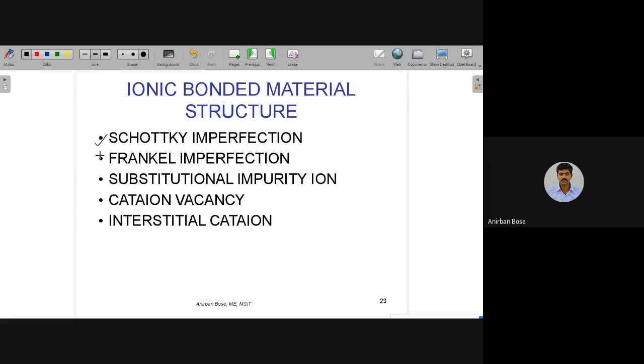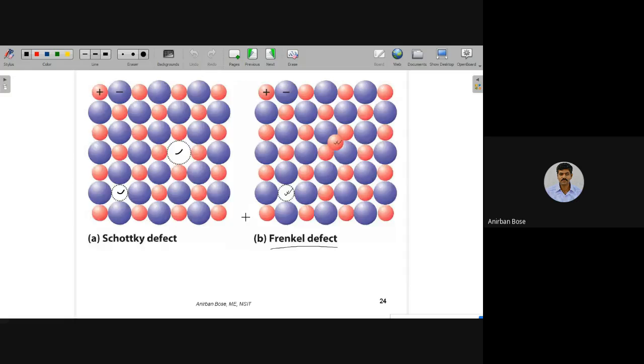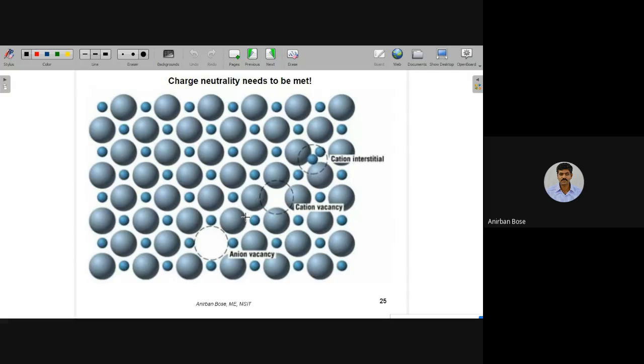Now after these two, what is the next one? Substitutional impurity atom, impurity ion, cation vacancy, and interstitial cation. Let us see these other kinds of defects that occur in ionic crystals. In ionic crystals, you will always find cations and anions. As you can see, the smaller ones are the cations and the larger ones are the anions. Now you see that three kinds of defects have been shown here.